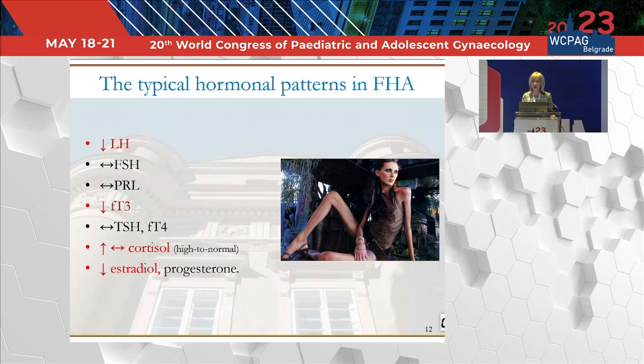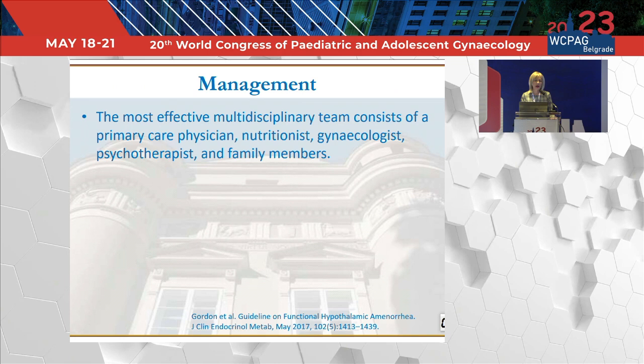And here you see the typical hormonal patterns. So in most cases, we see normal FSH, but low LH. And as you see, other hormones. And also in most cases, of course, we see very low estrogen. And of course, there is anovulation and no progesterone. So management. The most effective is a multidisciplinary team, and it must consist of a primary care physician, nutritionist, gynecologist, psychotherapist, which is very important for adolescents, and of course family members.